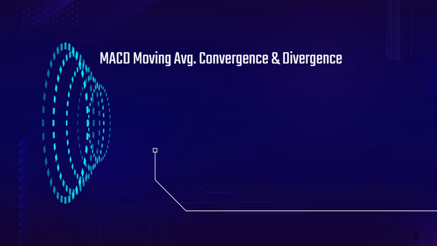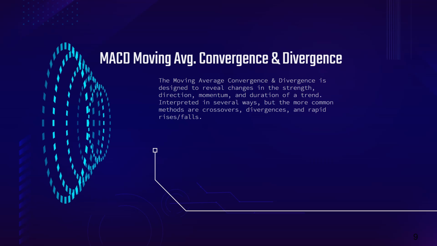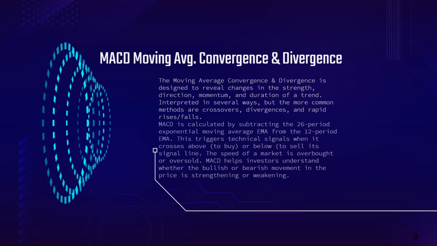MACD, moving average convergence and divergence. The moving average convergence and divergence is designed to reveal changes in the strength, direction, momentum, and duration of a trend. It can be interpreted in several ways, but the more common methods are crossovers, divergences, and rapid rises and falls.